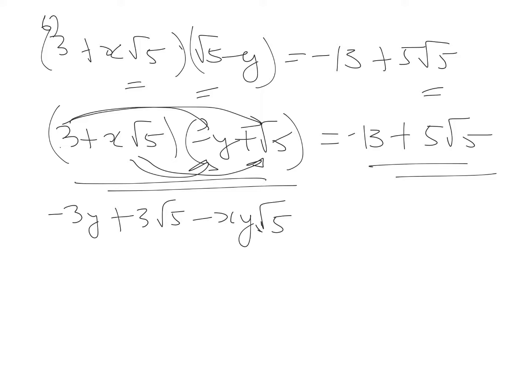And x root 5 times root 5 would be plus, let me make sure I got this correct. That's not 5 times root 5 squared. I'm sorry. It's x times root 5 squared. Let me take that out.